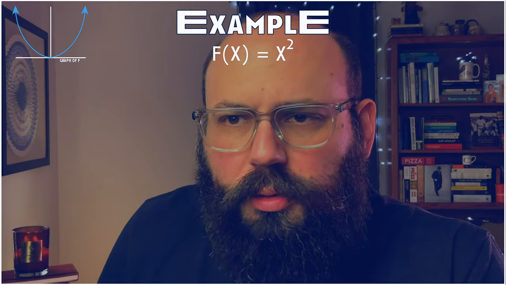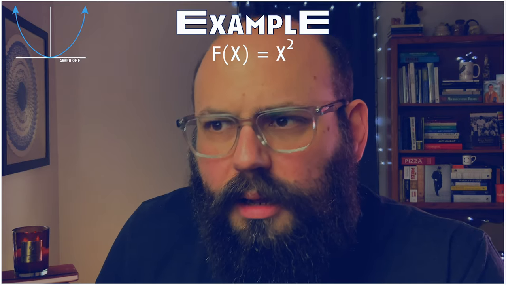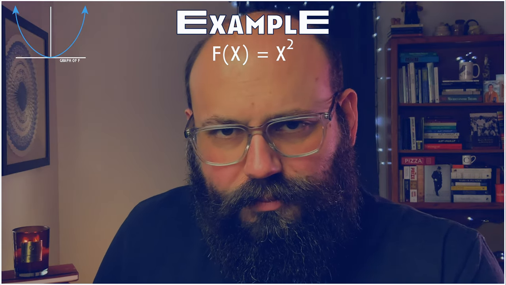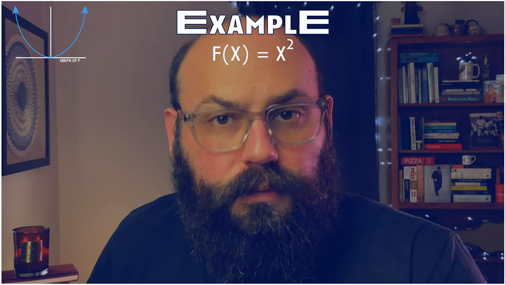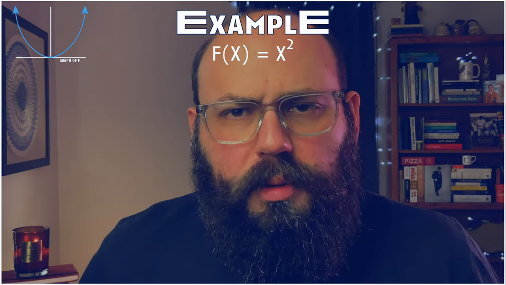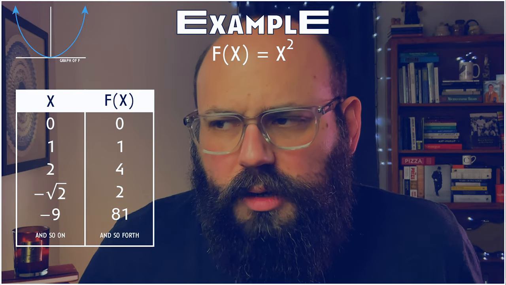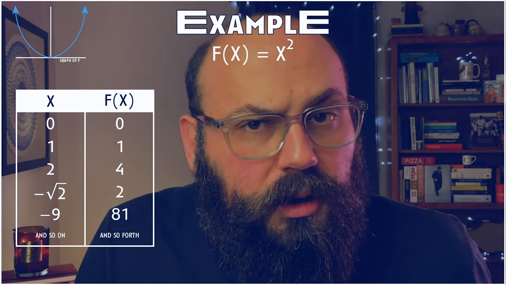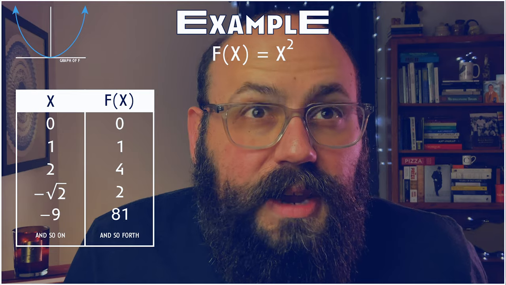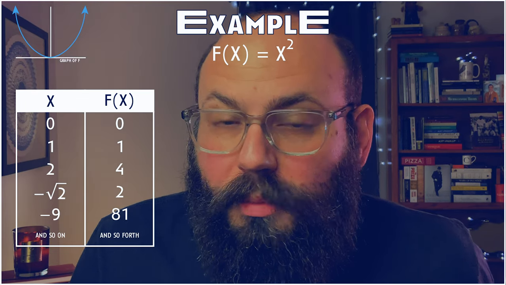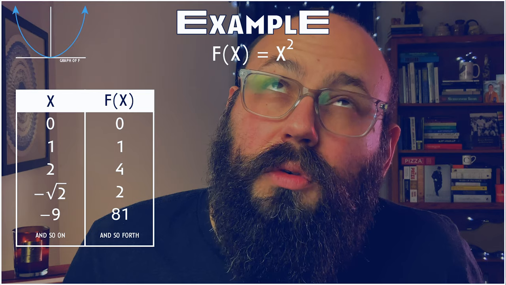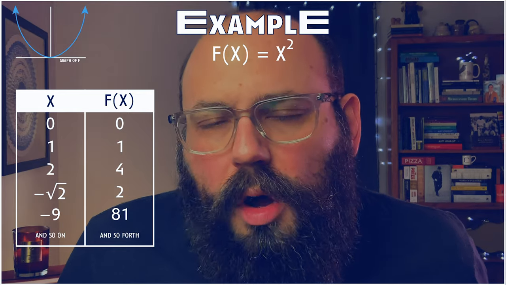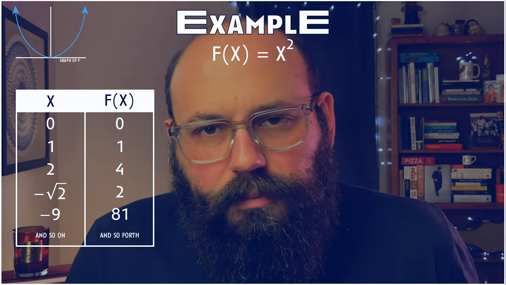It reads in 1, 2, 3, or negative 1, negative 2. Pi, negative square root of 2. A googol, negative a googol. It reads in a number and it squares it. It multiplies it by itself. So it reads in 0 and it spits out 0 because 0 times 0 is 0. It reads in 1 and it spits out 1 because 1 times 1 is 1. It reads in 2 and it spits out 4 because 2 times 2 is 4. It reads in the negative square root of 2 and it spits out 2 because the negative square root of 2 times the negative square root of 2 is 2. It reads in negative 9 and it spits out 81 because negative 9 times negative 9 is 81.